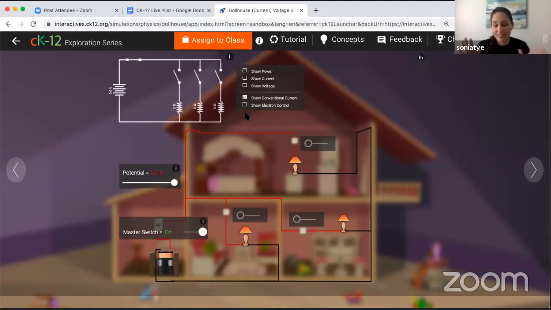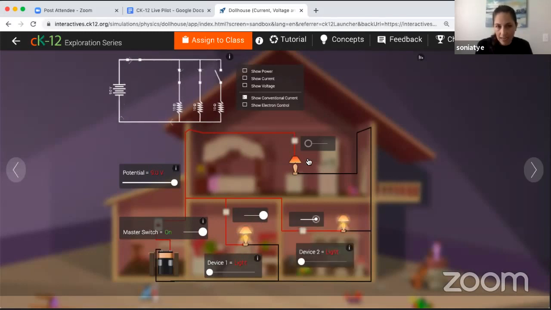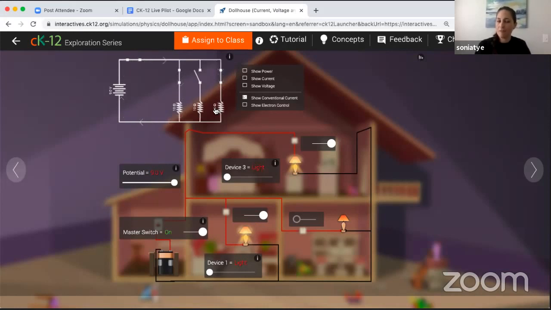But I'm going to give you some suggestions for that right now. One thing that I noticed is I can turn on this device, a light, and I can turn on this device and this device. But what happens if I turn off this middle one? How is it that electricity can still flow through these two? Why don't you investigate that? How does that work?